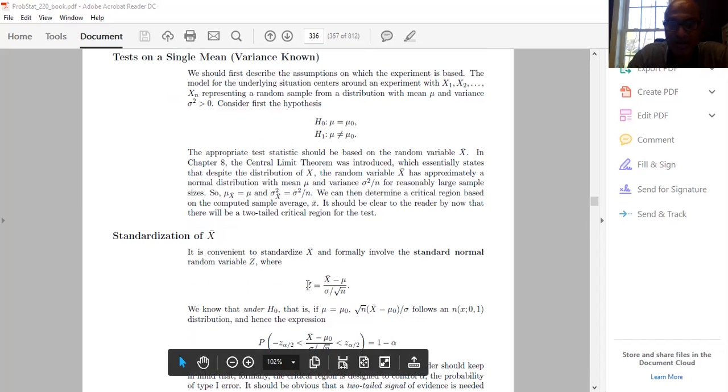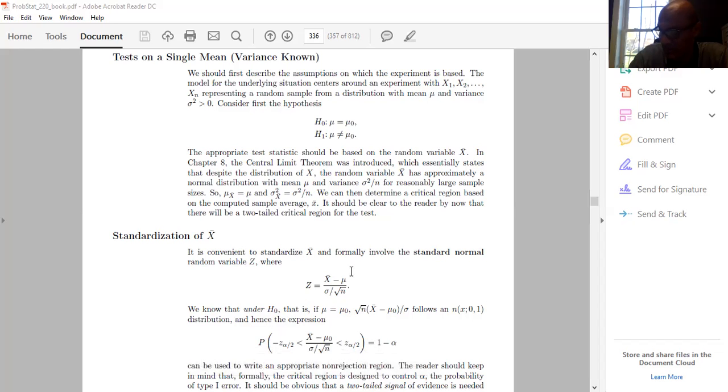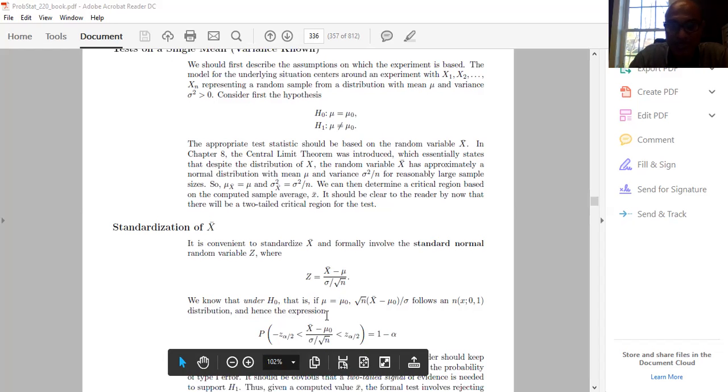If you plug this value of z in, that is x bar minus nu, or nu 0, over sigma over square root of n, and try to make it a function of x bar, you need to multiply throughout by sigma over square root of n. Then add nu 0 throughout. So nu 0 minus z alpha by 2 sigma over square root of n is less than x bar, which is less than nu 0 plus z alpha by 2 sigma over square root of n.